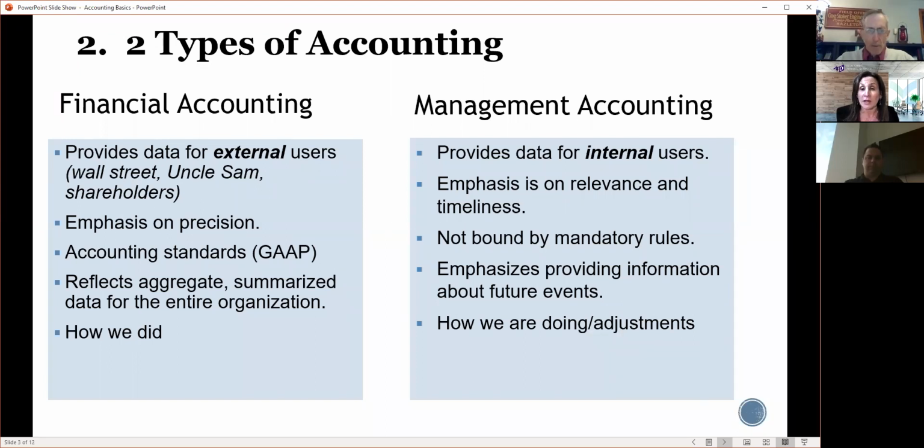Both are really important. For the rest of this conversation, I'm going to focus a little bit more on the financial accounting.